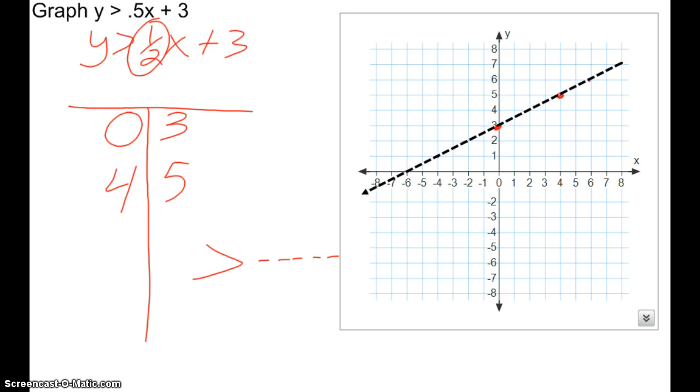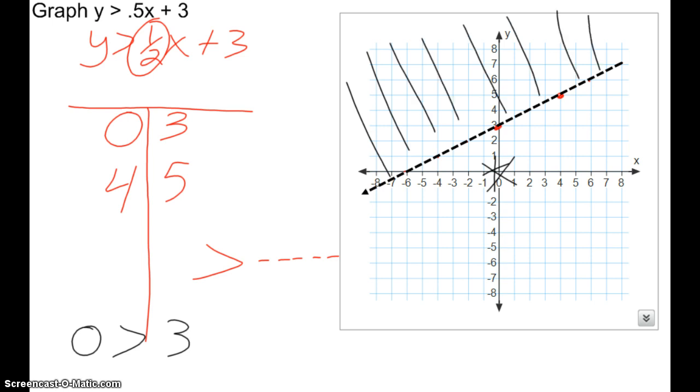Now, the next thing that we have to do is figure out which half is shaded. Is it going to be the top half or bottom half? So I want to try my point, 0, 0. If I put in 0, 0, I'm going to have 0 greater than 0 plus 3 is 3. Is 0 greater than 3? That's false. So that means I cannot have my solution here. That cannot be my solution. That means then this is the part that is shaded.